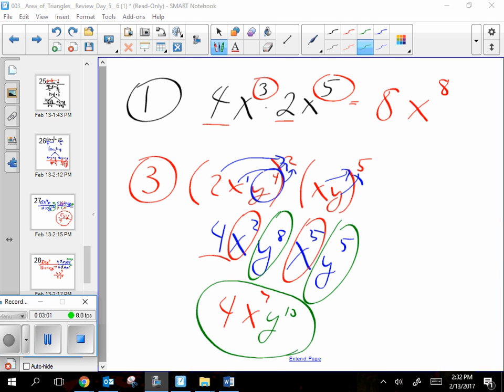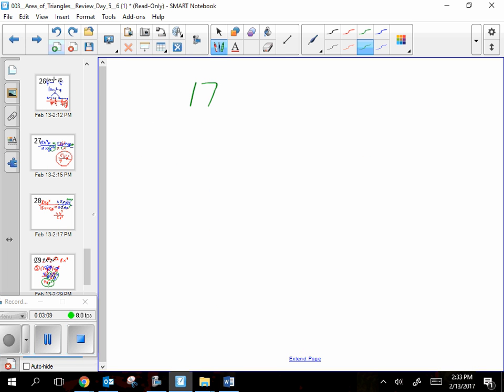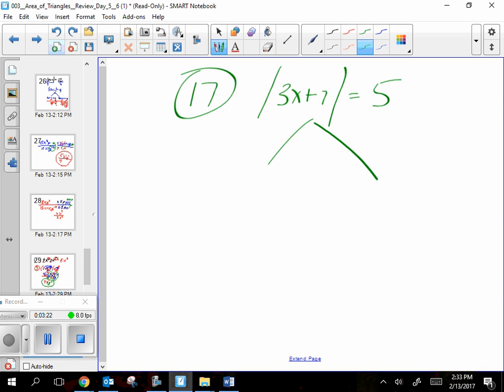Now let's skip to the back side, because there are some odd ones back there that are of the other kind. So let's look, for instance, at number 17. On number 17, on the back side, it says the absolute value of 3x plus 7. We did some practice on this right at the beginning of class, and you guys were rocking. You remember how to split this? So you go 3x plus 7 equals 5, and 3x plus 7 equals negative 5.